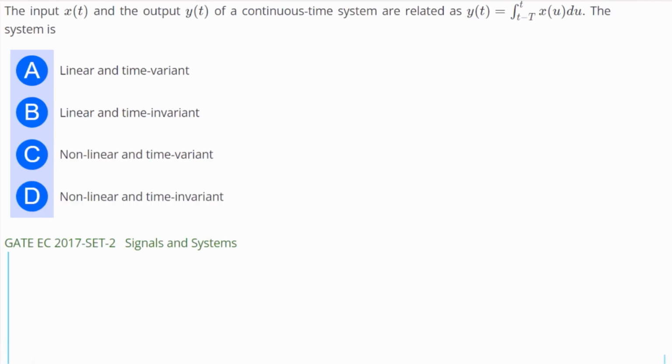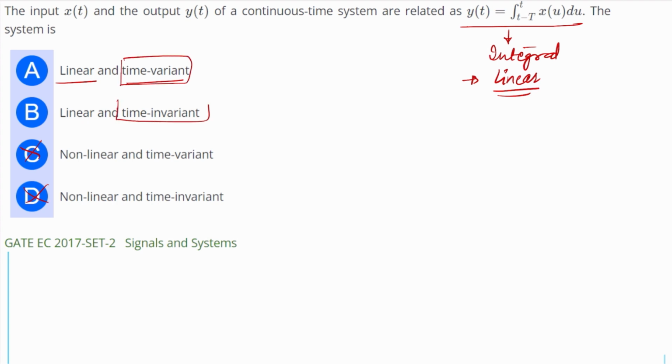Moving on to the next question. So the next question says that the input x(t) and the output y(t) of a continuous time system are related as this. The system is what kind of? Now it is asking us to check for two things, linearity and time invariant or variant. So this is an integral. So we know the integral will be a linear system. So these two options are directly discarded. So we have to check for time invariance and time variance.